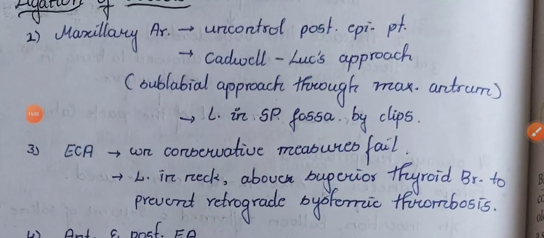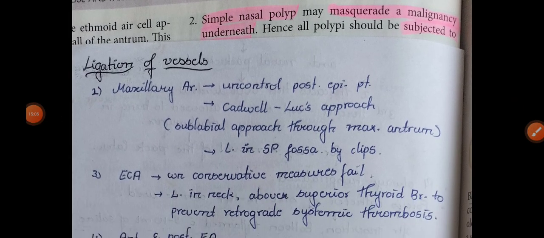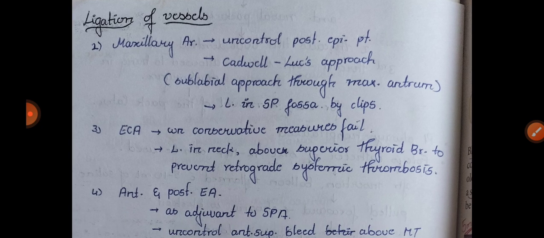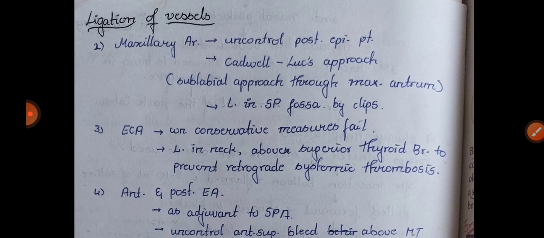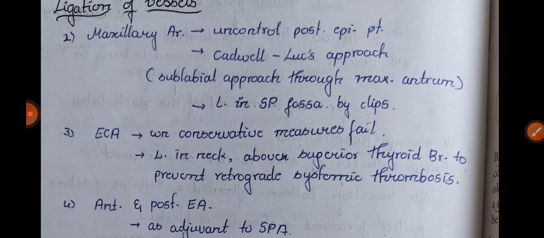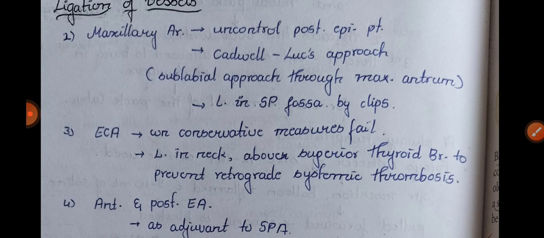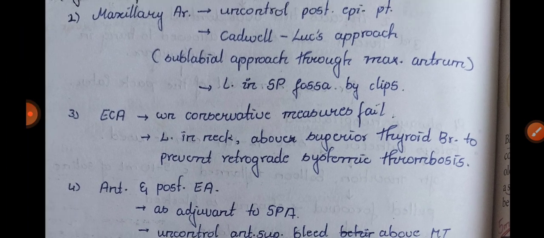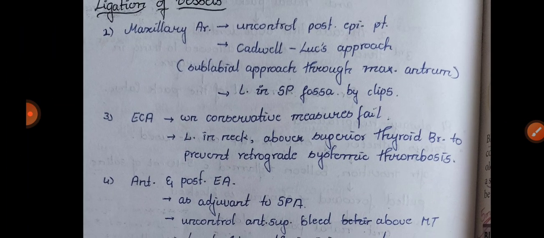Next, ligation of the vessels. We will ligate the maxillary artery, external carotid artery, anterior and posterior ethmoidal arteries and sphenopalatine artery. For the maxillary artery, when uncontrolled epistaxis is present, they will do the Caldwell-Luc approach. Ligation is in the sphenopalatine fossa by clips. The maxillary artery is ligated in the sphenopalatine fossa.